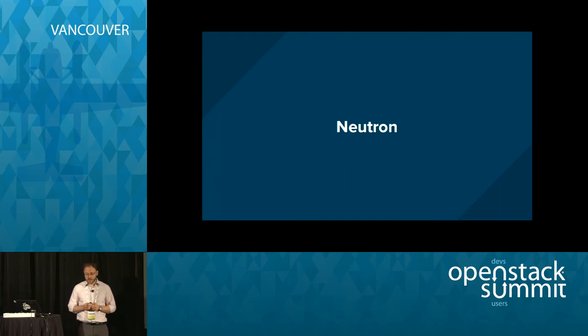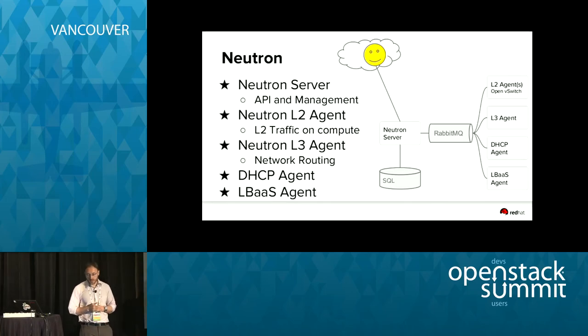So Neutron, I think, is one of the most complex services in OpenStack today, constructed out of several services. The first is the Neutron server, which does all the API calls and all the management for Neutron, runs all the commands, etc., and uses the message bus to communicate with all its services. And this is the only service that actually makes database calls and saves all the states of the networks in the database.